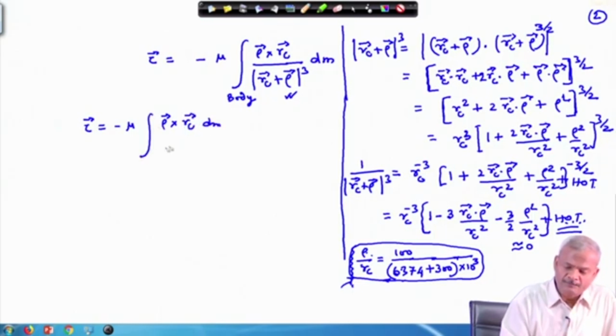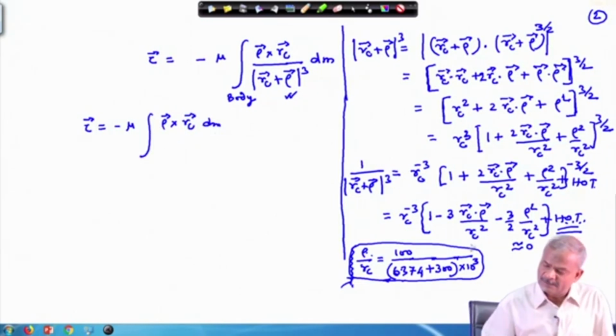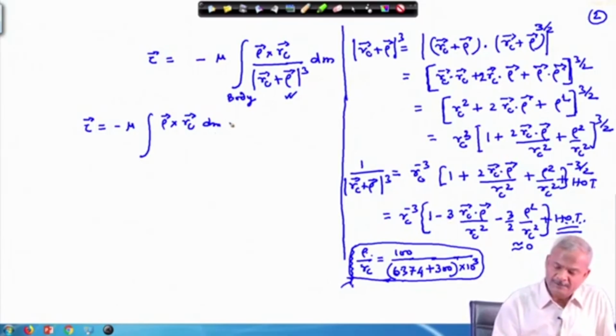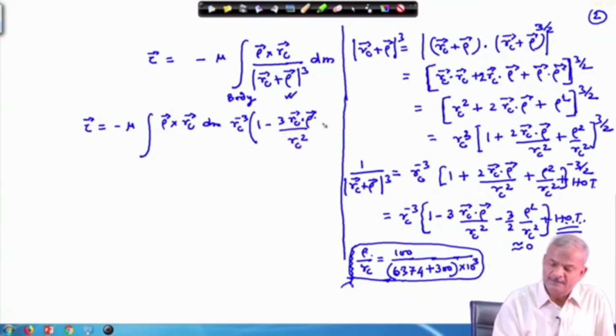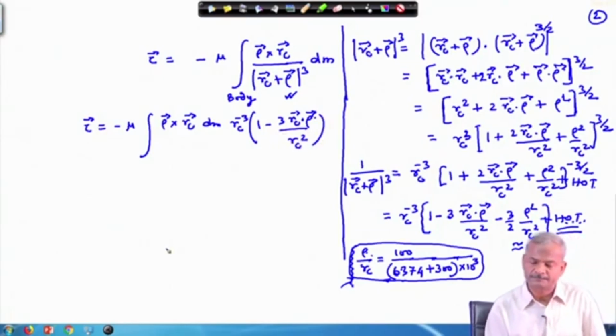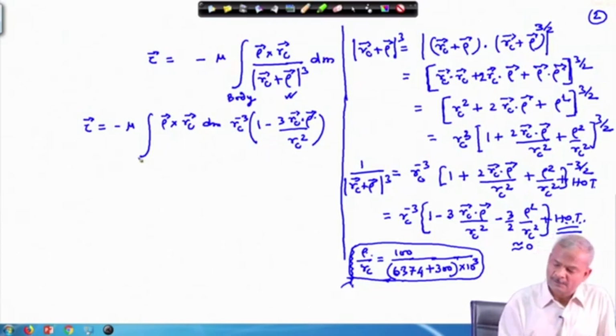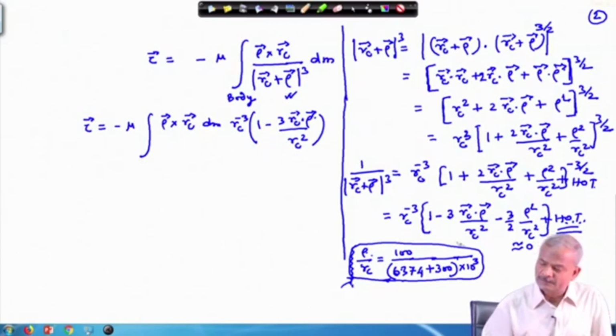m times this quantity we have to pick up from here. So, this is r c minus 3 1 minus 3 r c dot rho divided by r c square. Okay. This term from here to here we have picked up, and this term we have ignored.